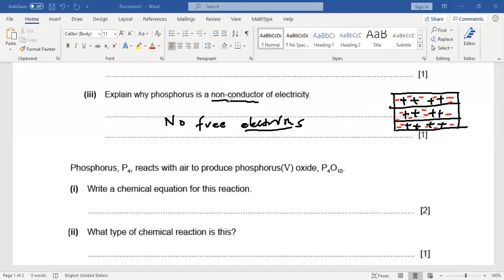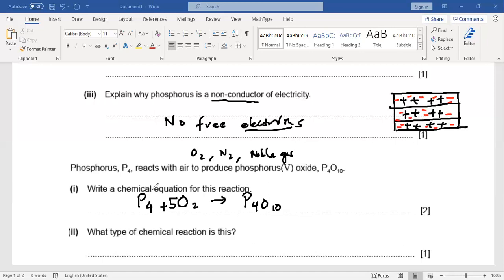Next, phosphorus reacts with air to produce P4O10. Write the chemical equation. Phosphorus is P4, and in the air we have O2. We also have nitrogen gas and the other noble gas components. So assume that we have O2, because you have oxygen here, and then it becomes P4O10. You only need to balance because you have 10 oxygen on the right hand side. Initially you have 2, so 10 divided by 2 is 5, while the number of phosphorus is already balanced.